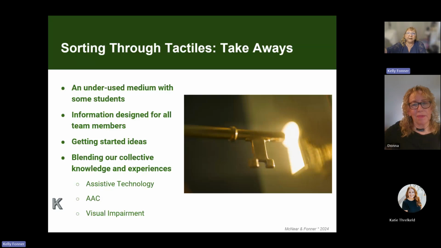Remember that there are ways of getting started. You don't have to be at perfection. You can get started in small ways. And that this is about blending our collective knowledge and experiences with your AT people, your AAC people, and your people that work with students who are, or individuals who have vision impairment.